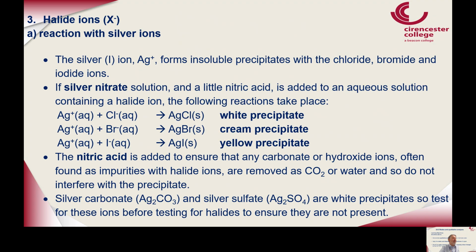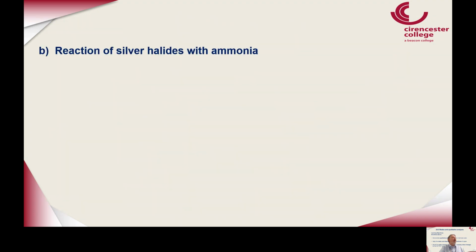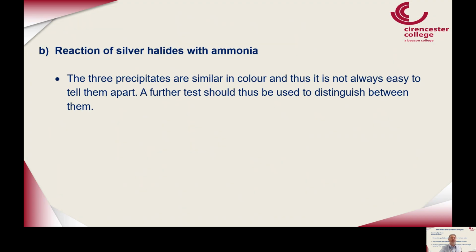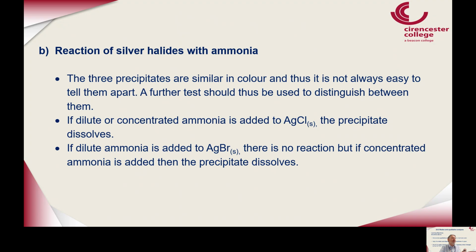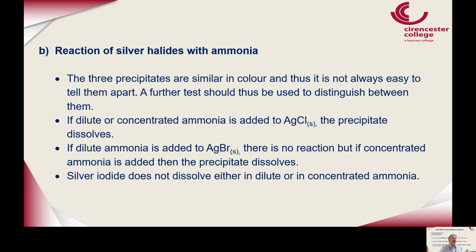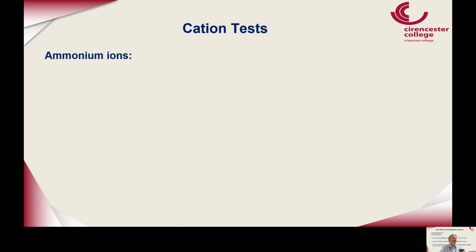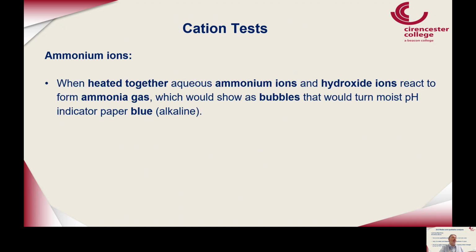So that's our test for those. Then we would confirm, because the cream and the white are similar, and the cream and the yellow are similar. So we would further test with dilute ammonia or concentrated ammonia. Dilute ammonia would dissolve the chloride, and concentrated ammonia would dissolve the silver bromide. Silver iodide would not dissolve in either dilute or concentrated. So then we move on to the cation test, so the positive ones.